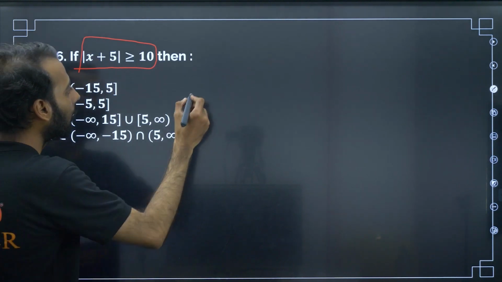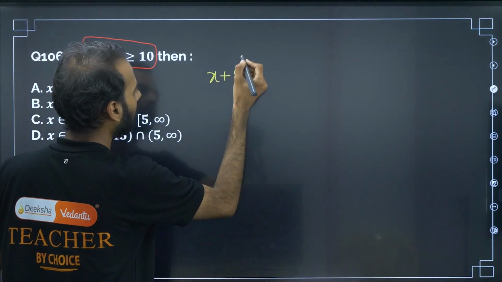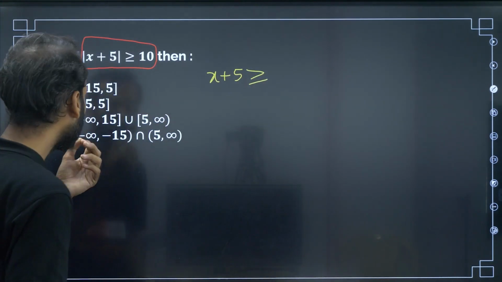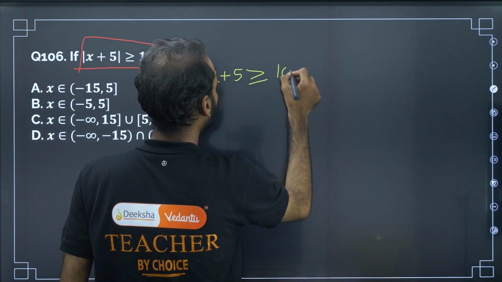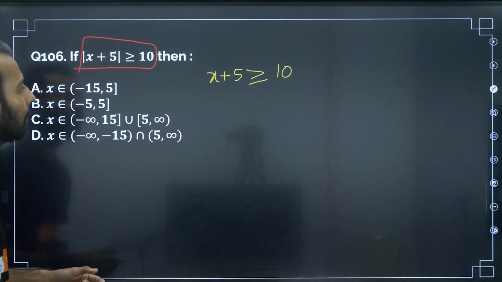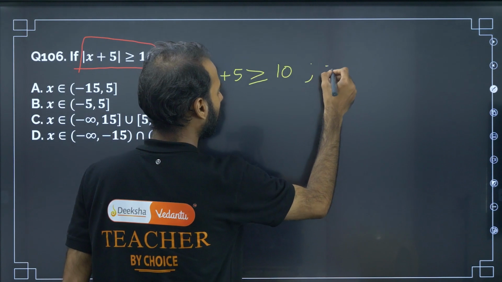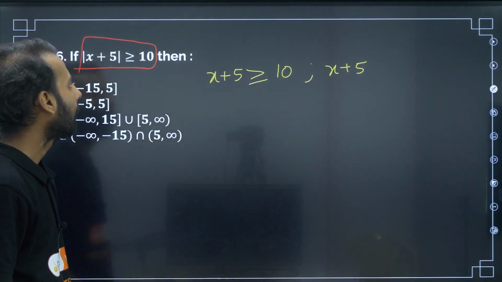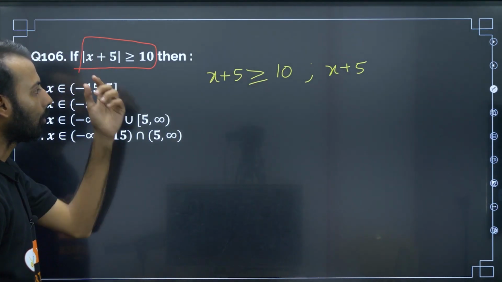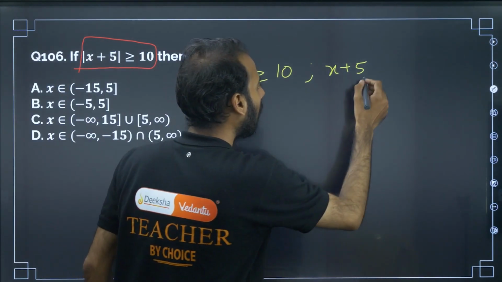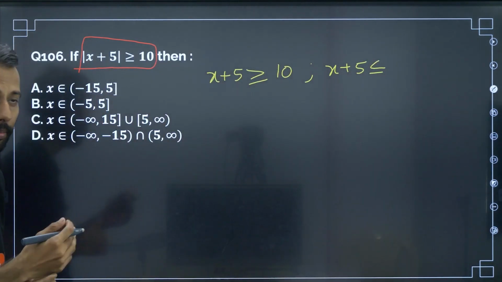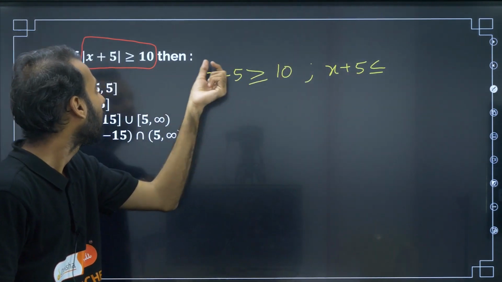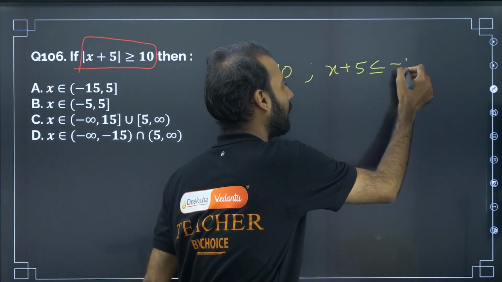how I am simplifying. Now let me write that x plus 5 is greater than or equal to 10. That's what that statement reads. Next, let me put a semicolon. This x plus 5, I am keeping it. Although it is greater than or equal to, I will say less than or equal to. Once again, although it is greater than or equal to, I am writing this as less than or equal to. Here it is 10, so I will write minus 10.